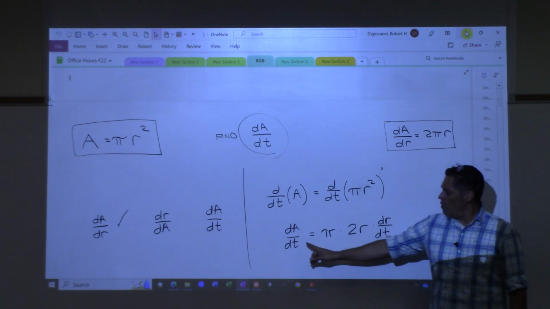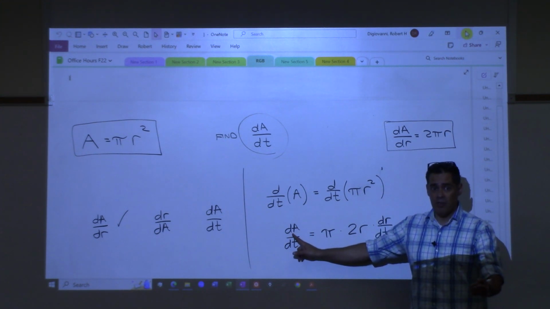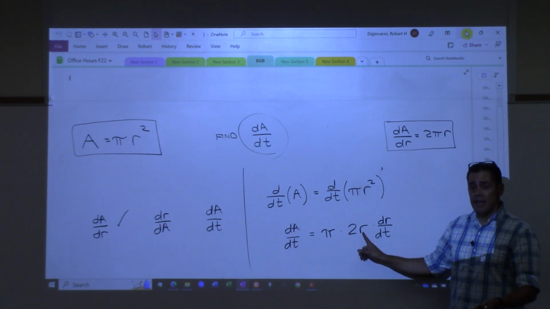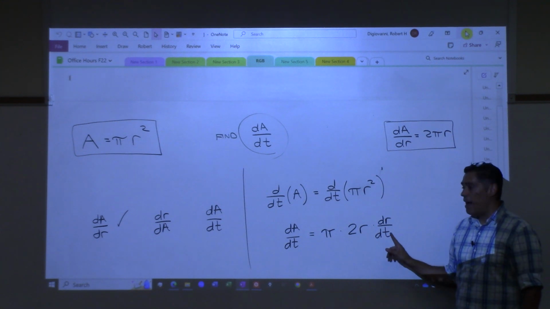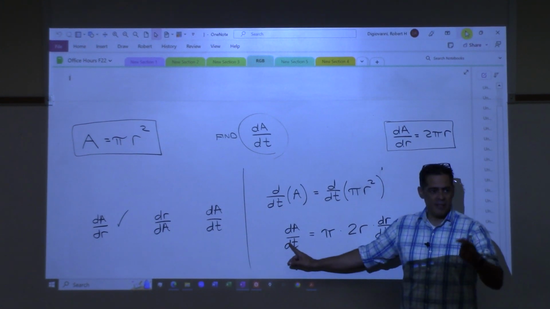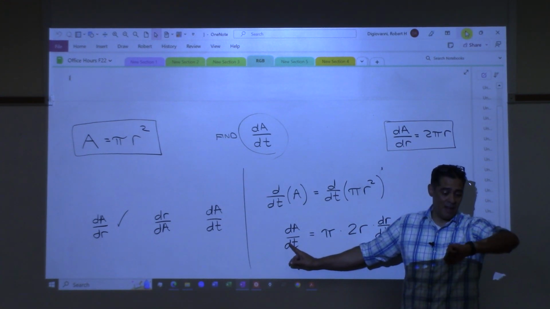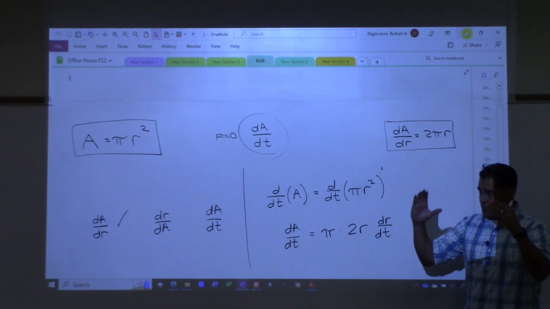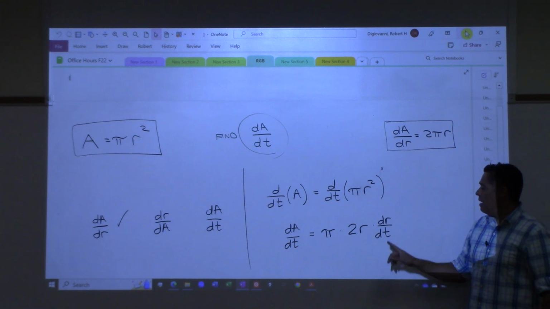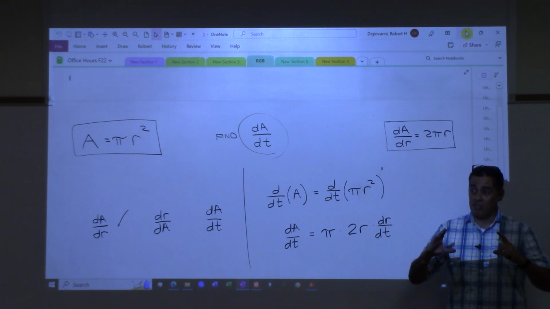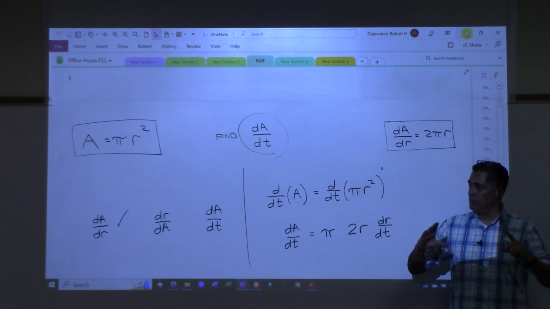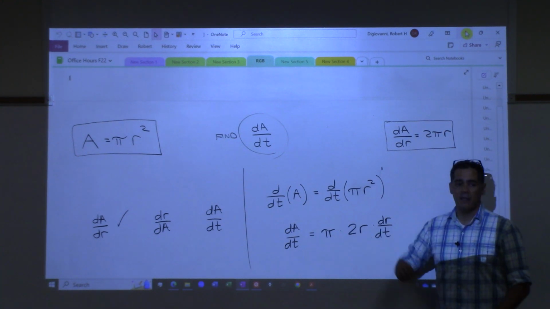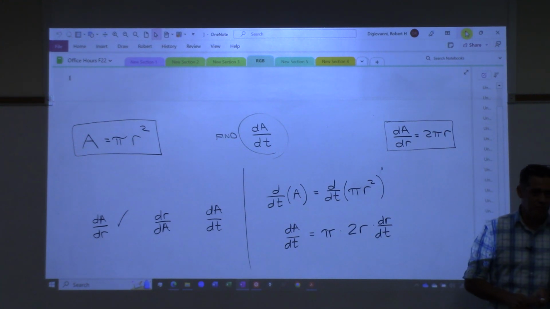Yeah, so if you wanted to know dA/dt, what would you need to know? You would need to know the radius, and you would need to know how fast the radius is changing with respect to time. Let me say it again. If you want to know how fast the area is changing with respect to time, I need to know the radius of the circle you're talking about, and I need to know how fast that radius is growing with respect to time. If you can give me that, then I can give you how fast the area changes.